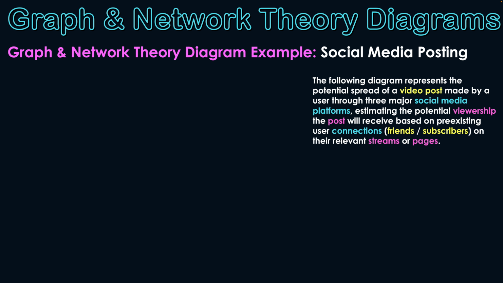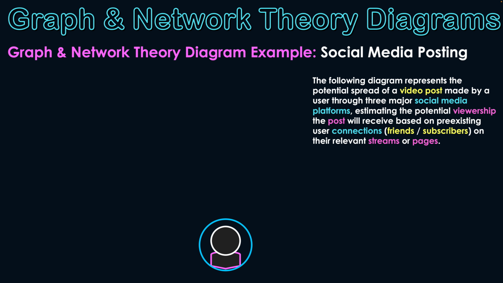So let's get into a sample diagram now. The following diagram represents the potential spread of a video post made by a user through three major social media platforms, estimating the potential viewership the post will receive based on pre-existing user connections, how many friends or subscribers they have on the platform. And obviously, the more they have, the bigger the circle they will be. Obviously, what they do is post things through their streams and pages. So we're looking at the social media platforms, but in the context of their relevant streams and pages. So let's do this. Firstly, we've got this individual user.